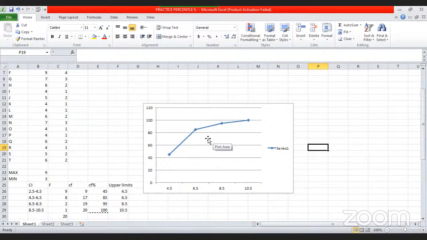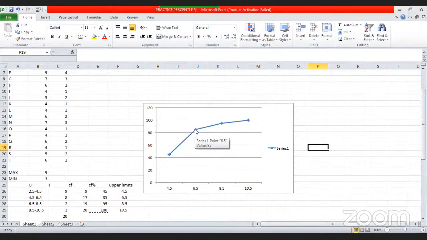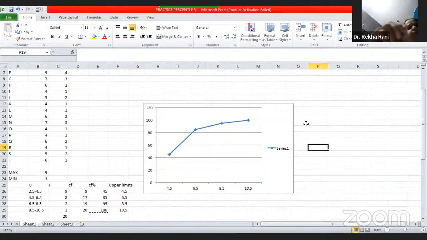Yes, ma'am. Okay. So at the score of 6.5, there are 85% of the scores below it. Below 8.5, 95% of the scores are there, and below 10.5, there are 100% of the scores. Clear? Yes. Okay.